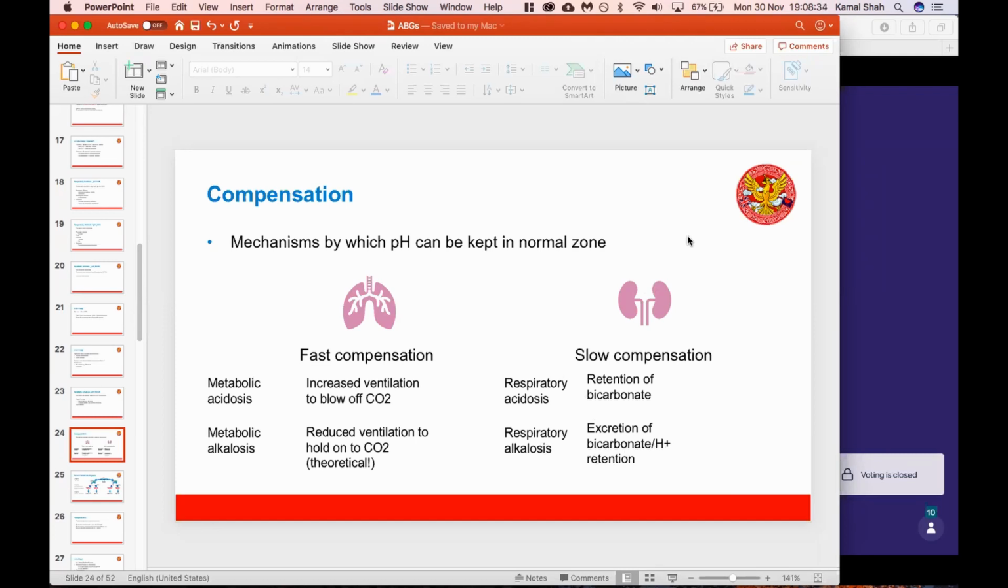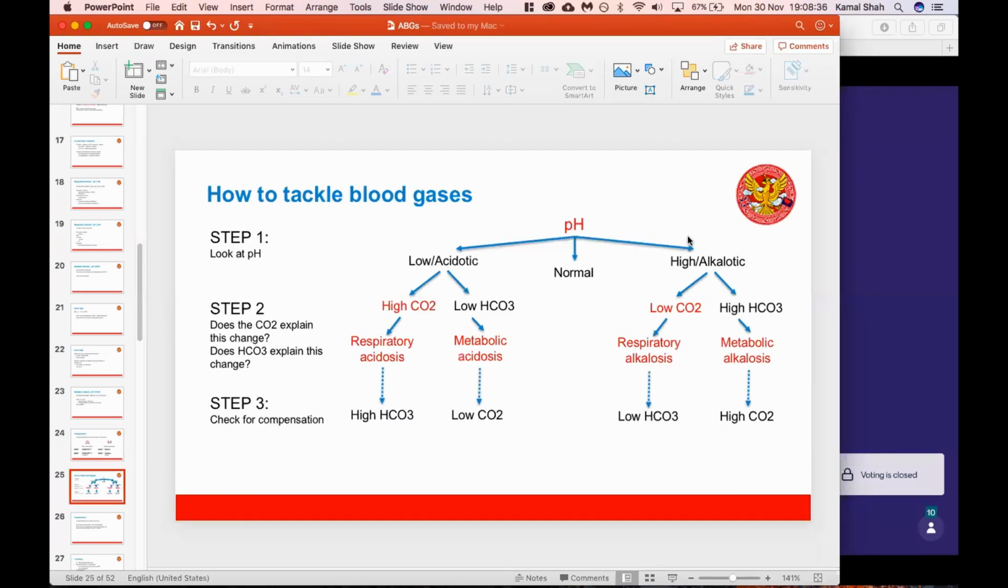So I'm going to be going over this one more time. Okay, so this is our diagram from before. So step one, of course, was to look at the pH. Step two, can we look at the carbon dioxide and the bicarbonate to explain this change? And step three, is there any compensation or not?